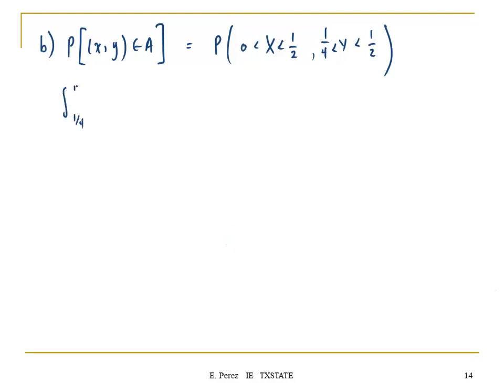Okay, so let's solve this. The integral from 1/4 to 1/2, from 0 to 1/2, of 2/5 (2x plus 3y) dx dy. And I think you should be able to solve this on your own. So I'm not going to perform the whole integration. I'm just going to give you the answer. So that probability will be 13/160.